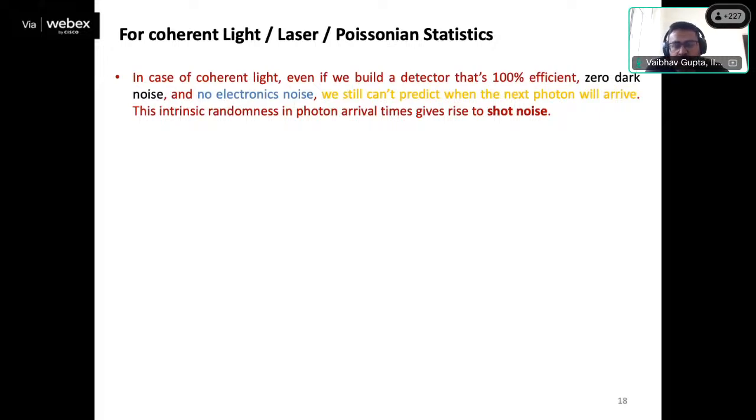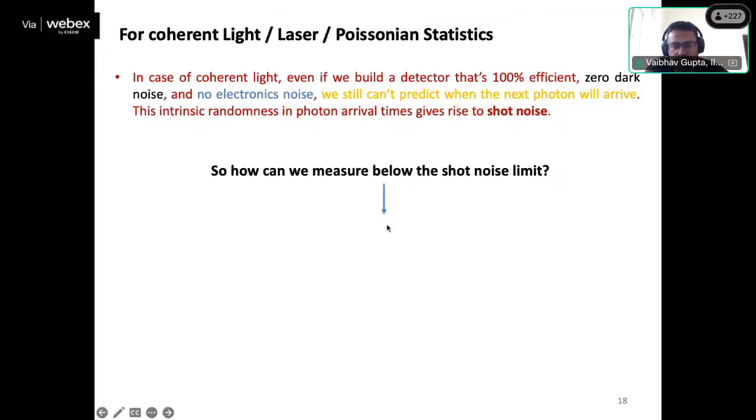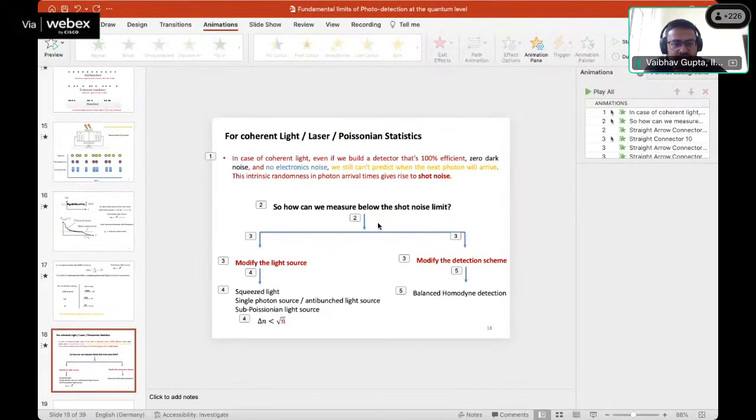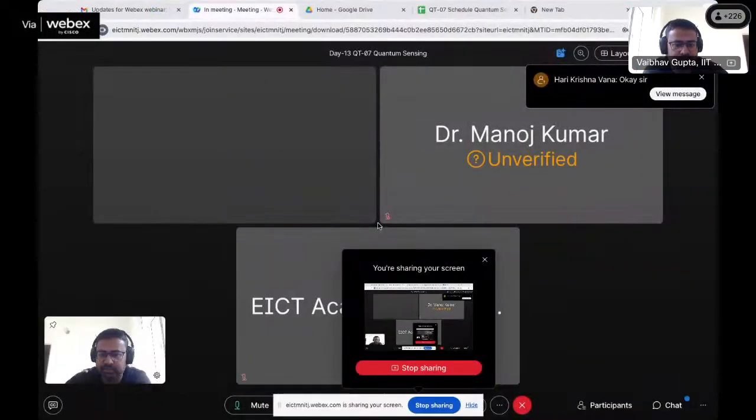And now we have to find ways to deal with that and to go below the shot noise, and what we should do so that we can measure below the shot noise limit. We will go deeper into that in the next lecture. So with this, I will stop this lecture here. We can take some questions, and after that we can take a 5 minute break. If you have any questions, please write in the chat.